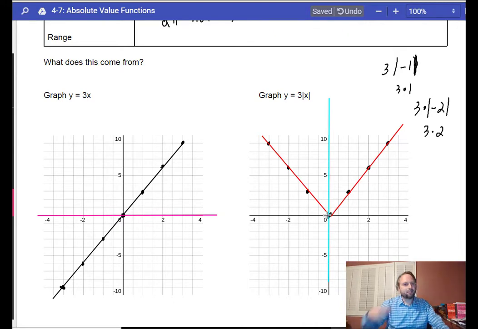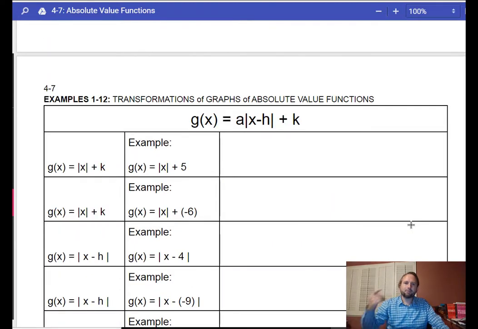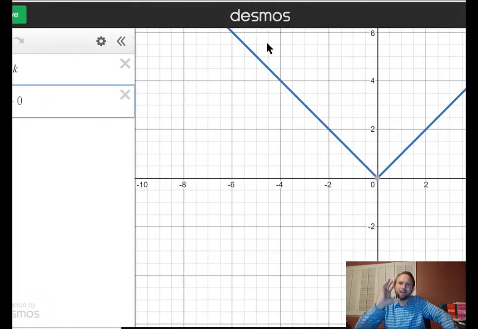All right, let's go on. We're going to take a pause right now. We're going to go to Desmos, so just give me a second. All right, we've now jumped to Desmos right here.